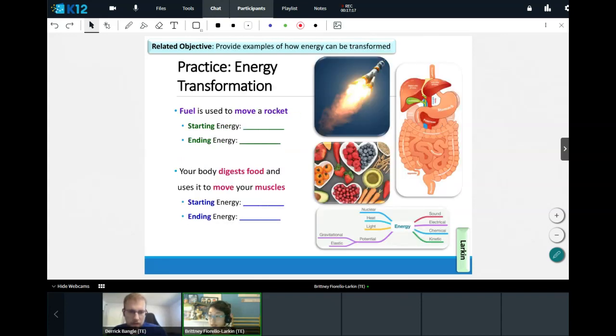Excellent. All right, so let's go ahead and actually try this out. We talked about these different types of energy yesterday. So let's go ahead and look at these different scenarios. So we have fuel is used to move a rocket. So the starting energy is coming from our fuel. So take a look here. What kind of energy is fuel? The main ones that we talked about yesterday are heat energy, light energy, potential energy, sound, electrical, chemical, and kinetic.